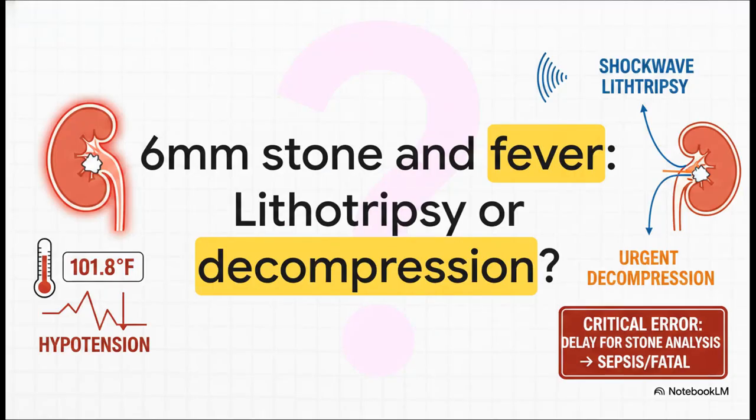Let's actually test this branch point right now. Picture this. You have a patient presenting with a 6 millimeter stone, a temp of 101.8 Fahrenheit, and hypotension. With urosepsis clearly looming, what's your move? Do you proceed with shockwave lithotripsy, or do you go for urgent decompression? Why is delaying for definitive stone analysis a critical and potentially fatal error here?